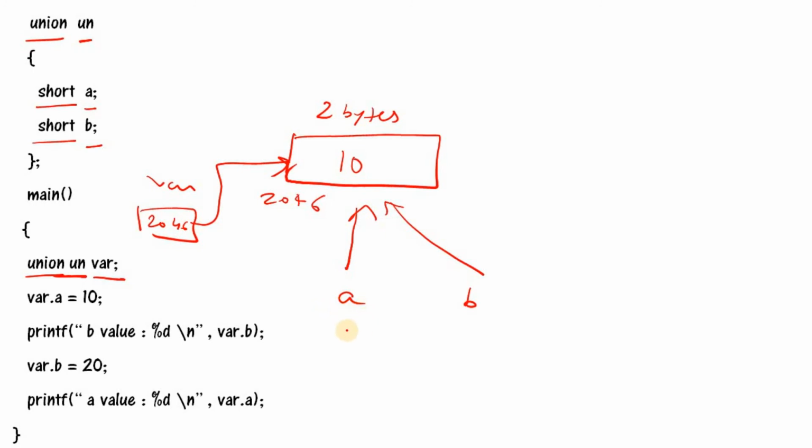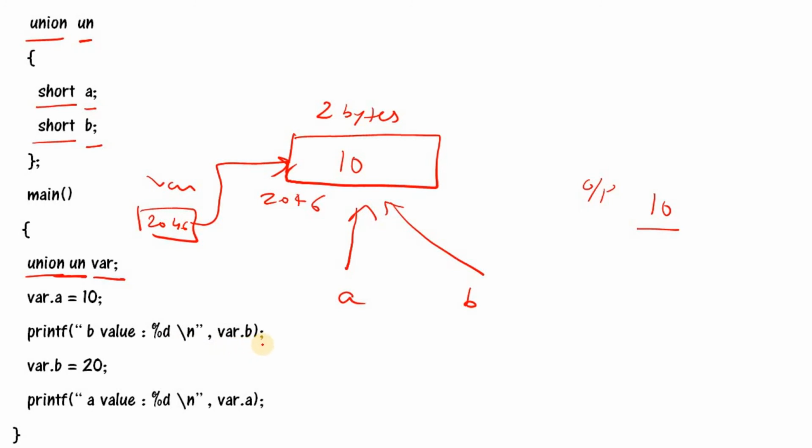And with the help of the pointer var, 10 will get printed. So first in the output, 10 will print in this memory after storing the value of A. Then we are printing the value of B. The value of A is 10. Then print the B value, %d var.b.